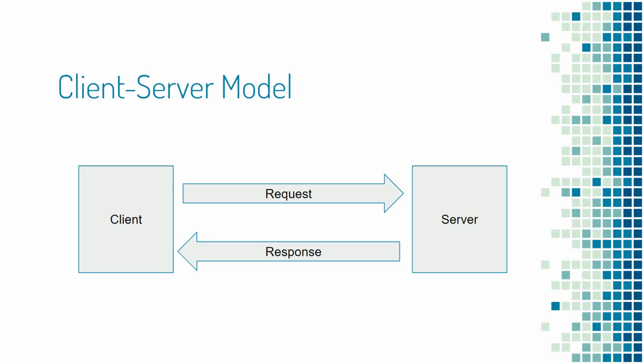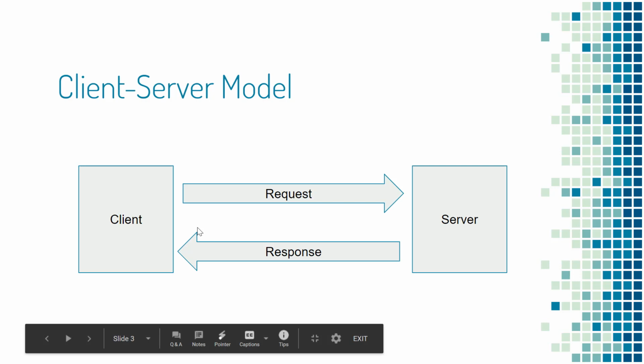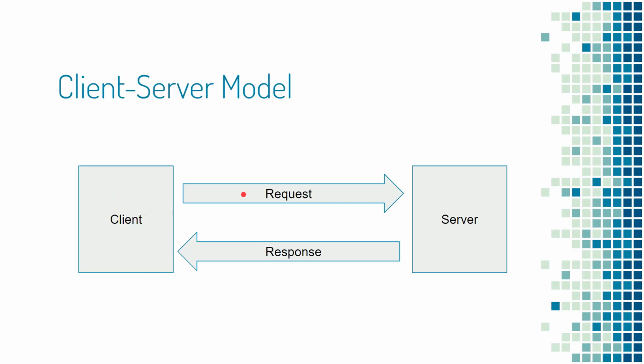So let's start with the first model, which is the most common model to build a web application, which is client-server. In this communication model, or let's say in this web application model, the request is always sent by the client to the server. The server will process this request and respond back to the client. This is the simplest and most abstract idea behind client-server.